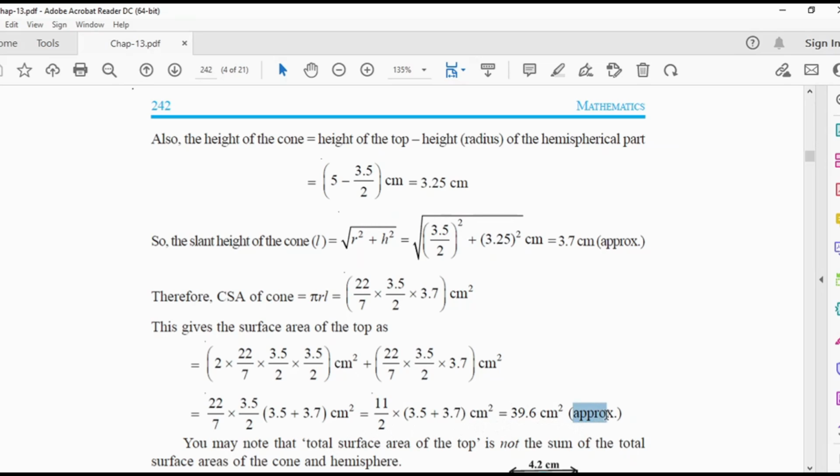We write approximate inside the bracket because this is an approximate value, because we used 22 by 7 for pi. Actually, pi is an irrational number. 22 by 7 is not the exact value of pi, that is just an approximation. So we have to write approx in the final answer.